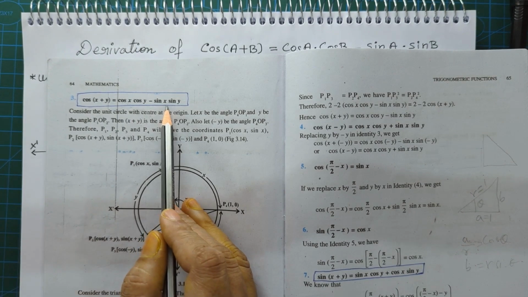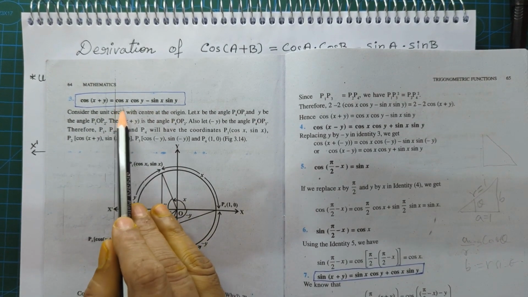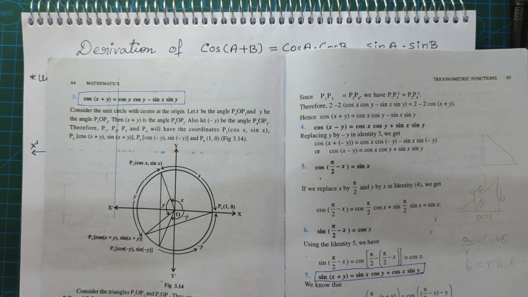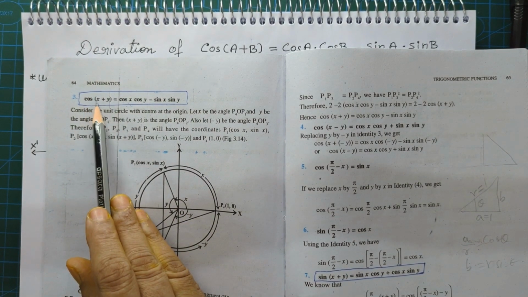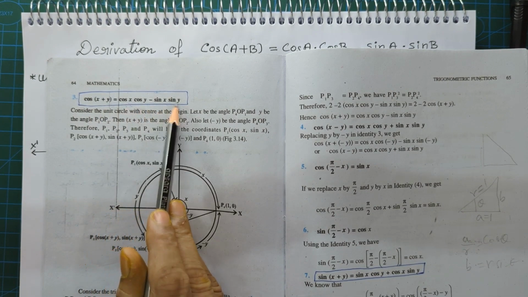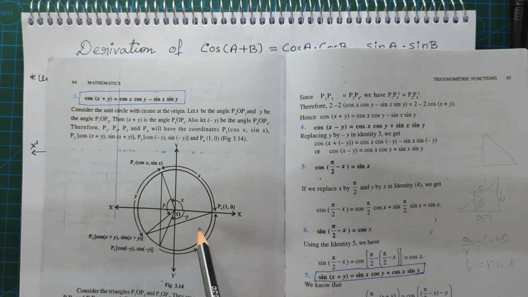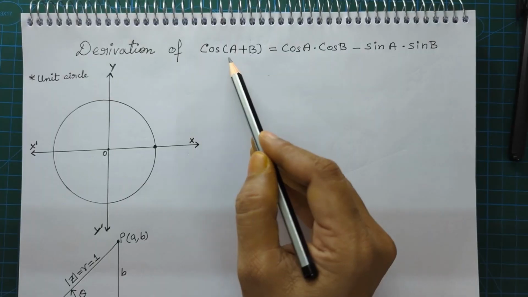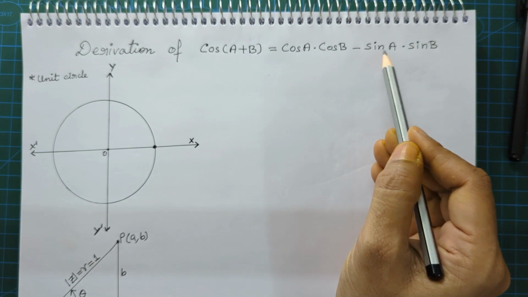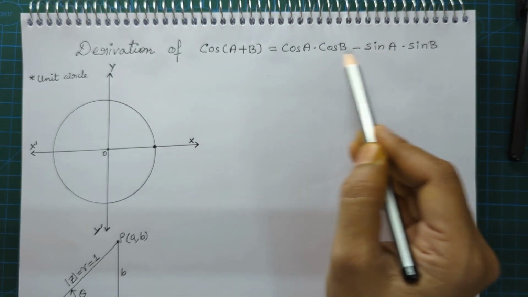We have a good number of trigonometric identities. So the first one, from here all the other trigonometric identities are to be derived. So the first one is cos(x plus y) is equal to cos x cos y minus sin x sin y. This derivation is to be done using a unit circle. So cos(a plus b) is cos a cos b minus sin a into sin b. So we are going to derive this.